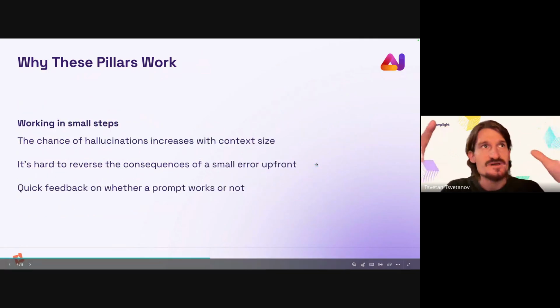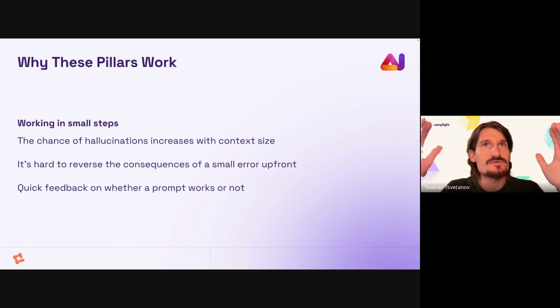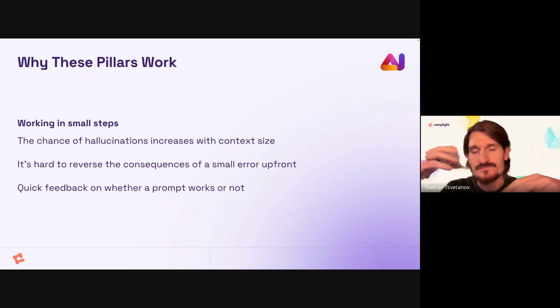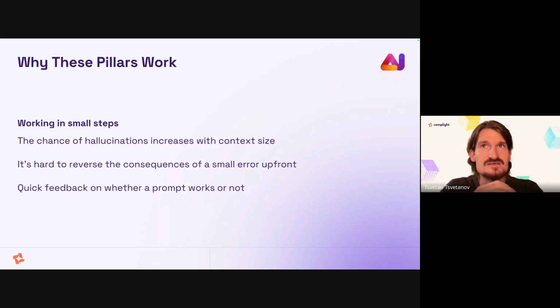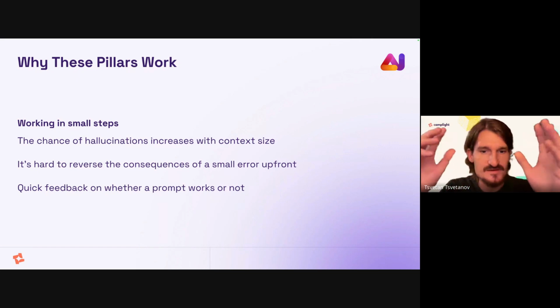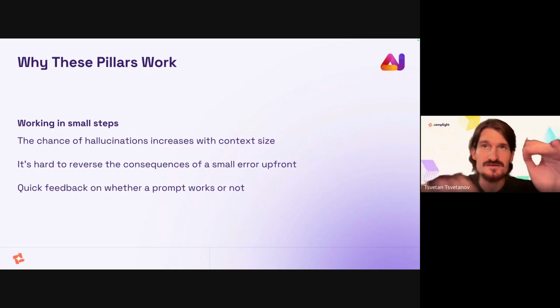Then we have working in small steps. As I told you, the chance of hallucinations increases with context size. Small errors accumulate and compound. So when we work in small steps, we prevent the compounding of small errors, because we can correct things as soon as we see something that's unusual. And we receive really quick feedback on whether what we do works or not. By small steps, I mean things that you can see the result of in 5-10 minutes at most.